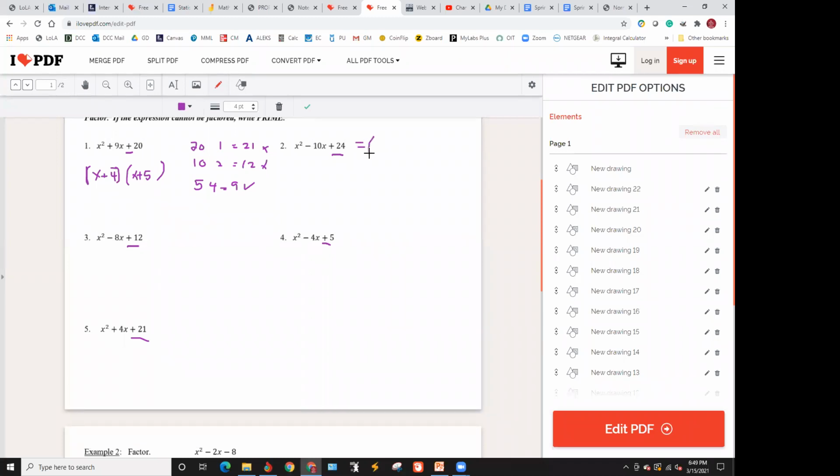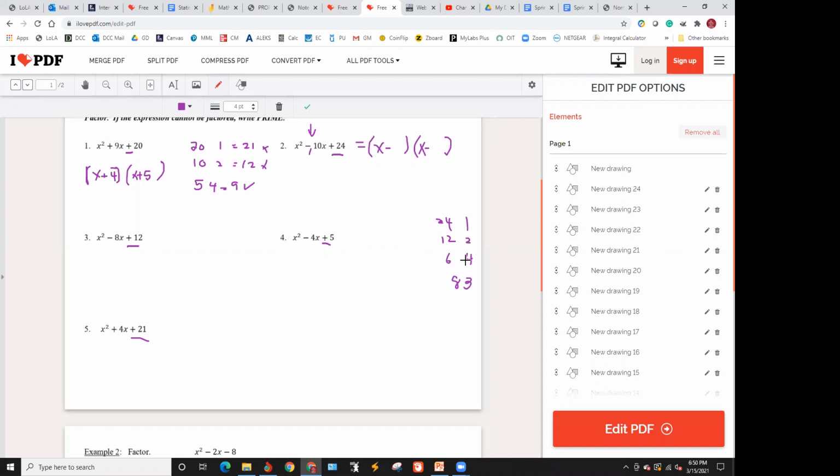All right. Both the same sign. What is that sign going to be? What's the sign? Well, that middle term tells us the sign. Both of these are going to be negative. So now we just look at the factors of 24. So 24 and 1, 12 and 2, 6 and 4, 8 and 3.